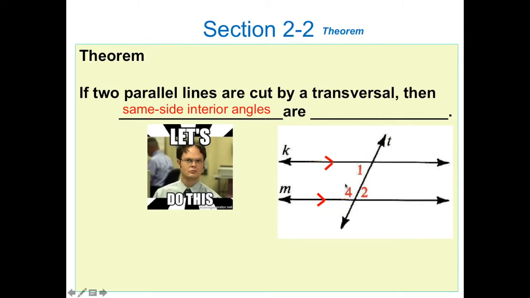What do we have to know about angle 1 and angle 4? So if two parallel lines are cut by a transversal, and I want to slow down now because this theorem is just as important as the last one. If two parallel lines are cut by a transversal, then same side interior angles are what? You'll get used to saying this. They are supplementary.